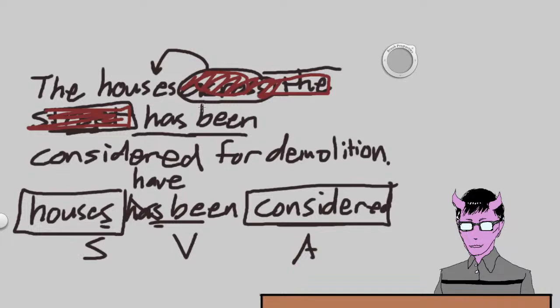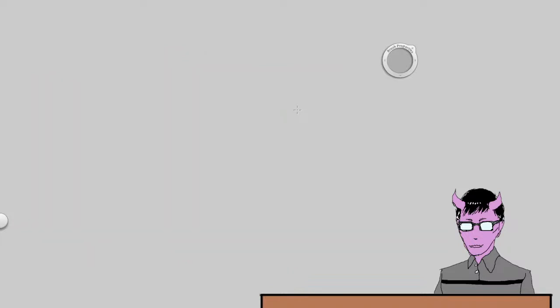So the houses have been considered for demolition, and this is a correct sentence structure. Following number agreement form as well. So we are good to go. And I think that's all I want to do for today.